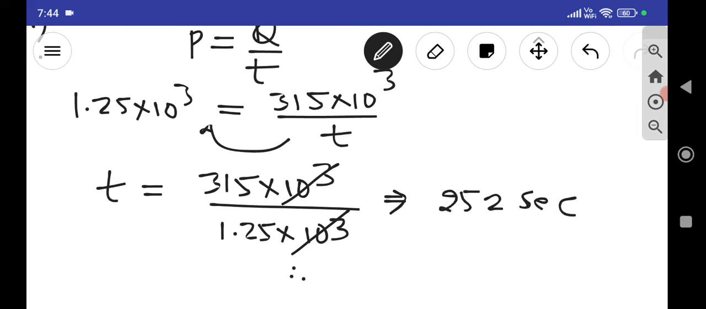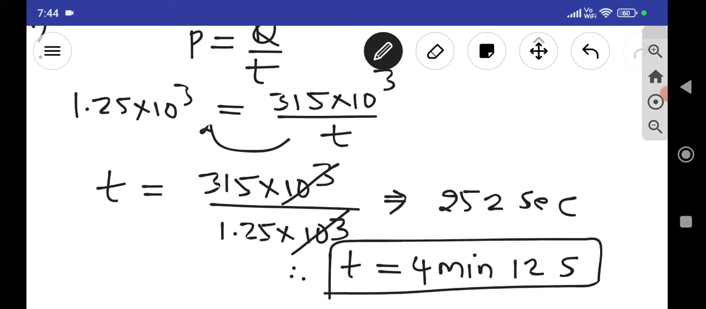So finally we should take it in minutes. So time is 4 minutes and 12 seconds. So this is your answer. So hope you have understood all the numericals in calorimetry.